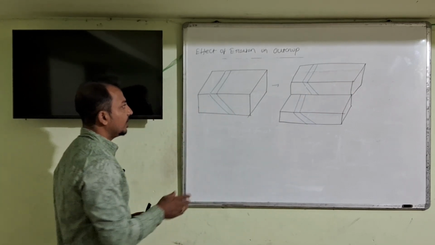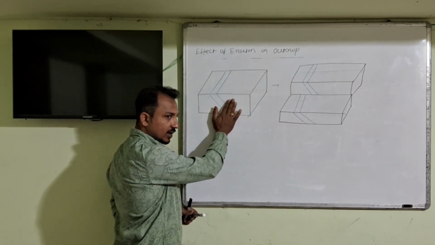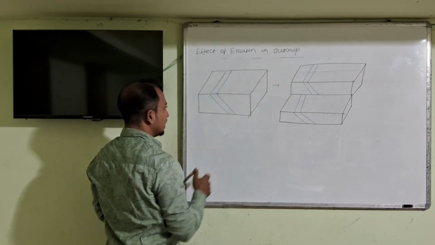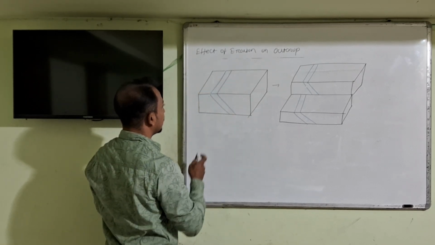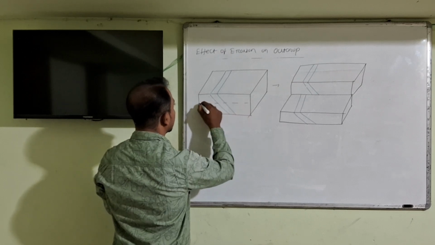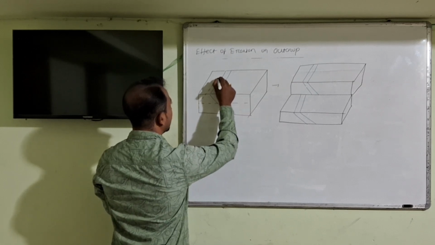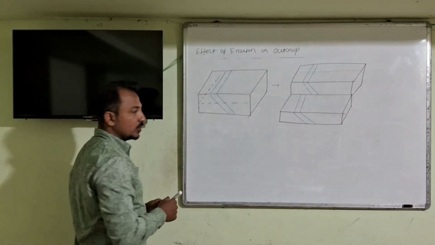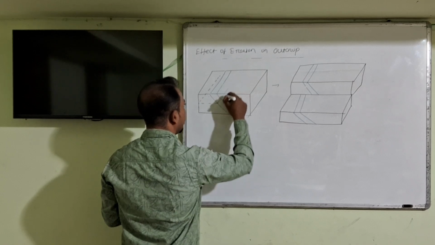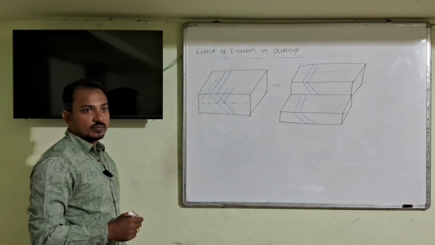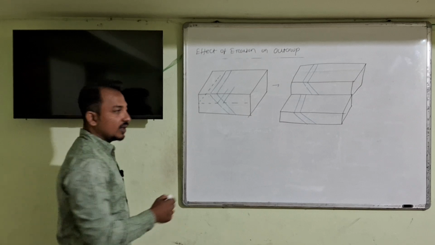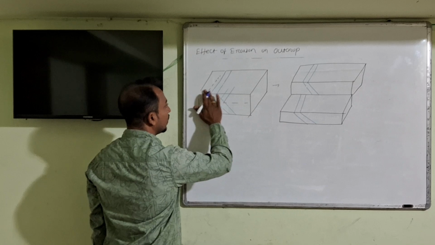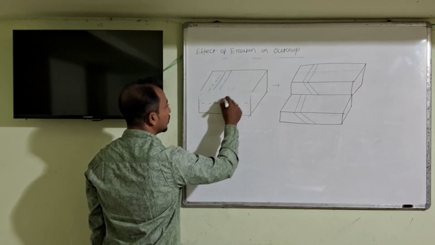So suppose we have a bed like this. This is an inclined bed. If you erode from the surface, then what will happen? Suppose I erode this up to this level. Then the outcrop exposure after erosion will be here, because this part will be removed. If we remove this part, then the exposure will be here.